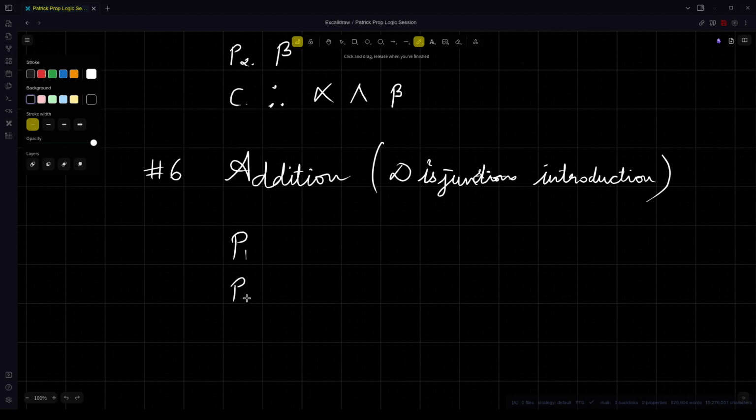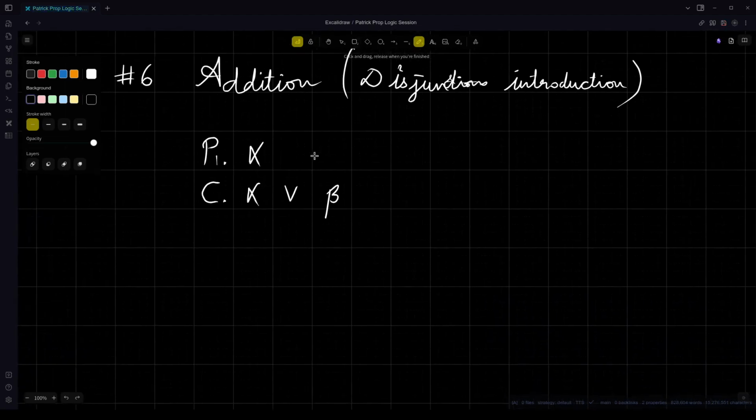P1. So here you have alpha, and you directly have a conclusion which is alpha or beta. This is the rule. The reason this works is if alpha is true, then in a disjunction, at least one disjunct is true. So this disjunct is true. So there's no way for the premises to be true and the conclusion to be false. That's why this rule also works.